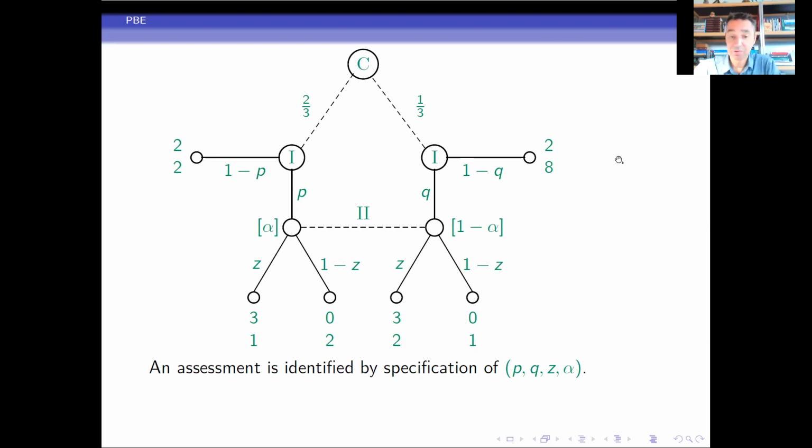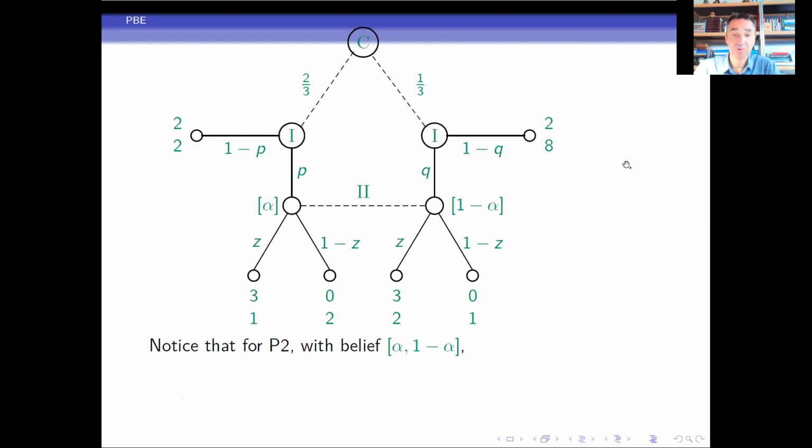Okay, so what are we going to do now? We are going to check for each such specification whether or not it represents a perfect Bayesian equilibrium. So how do we do that? Well, there are several ways, but usually, at least in games that look like this, it depends a bit on the game tree that you are currently facing. And if it's a complicated game tree, then these computations might be complicated.